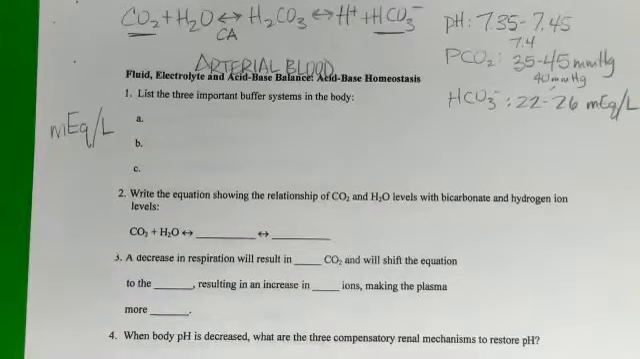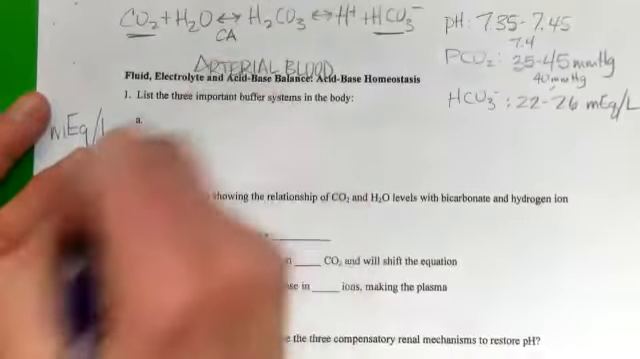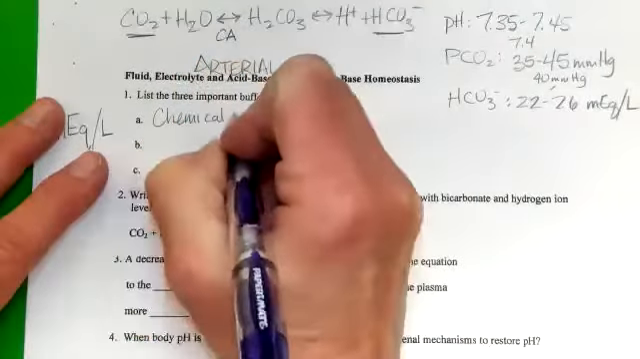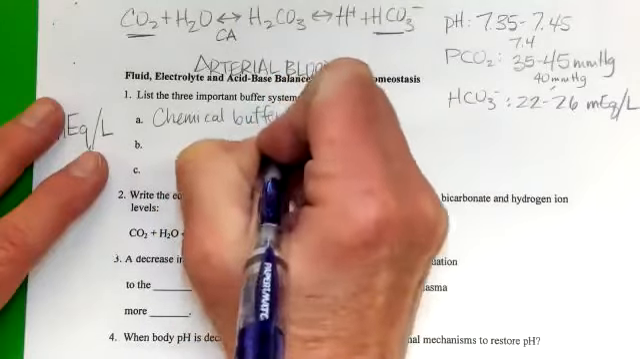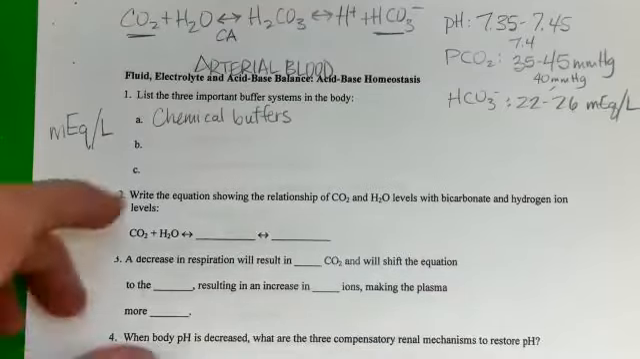But like I said, I'm not going to give you a lot of physiology today. I just want to teach you how to do an ABG. All right, so the first important buffer system in the body are chemical buffers. So we'll do the chemical buffers here in just a second.